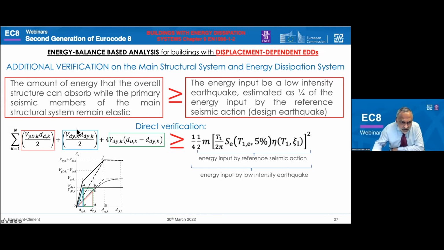This is compared with the total amount of energy that the main structure can store in the form of elastic deformations, this term for the main structure, and this term for the dampers, the maximum energy that the dampers can dissipate through plastic deformations with maximum displacements below this point.